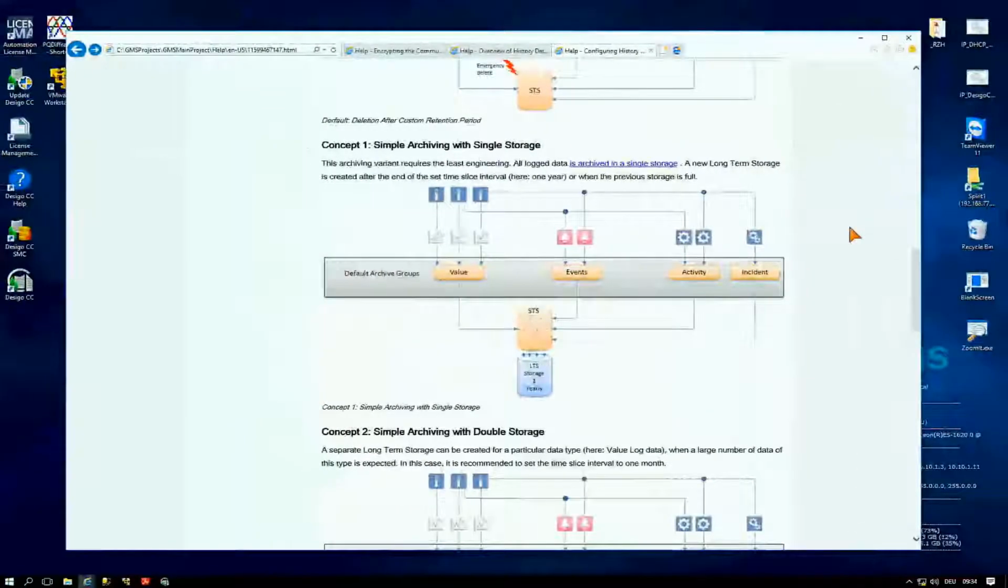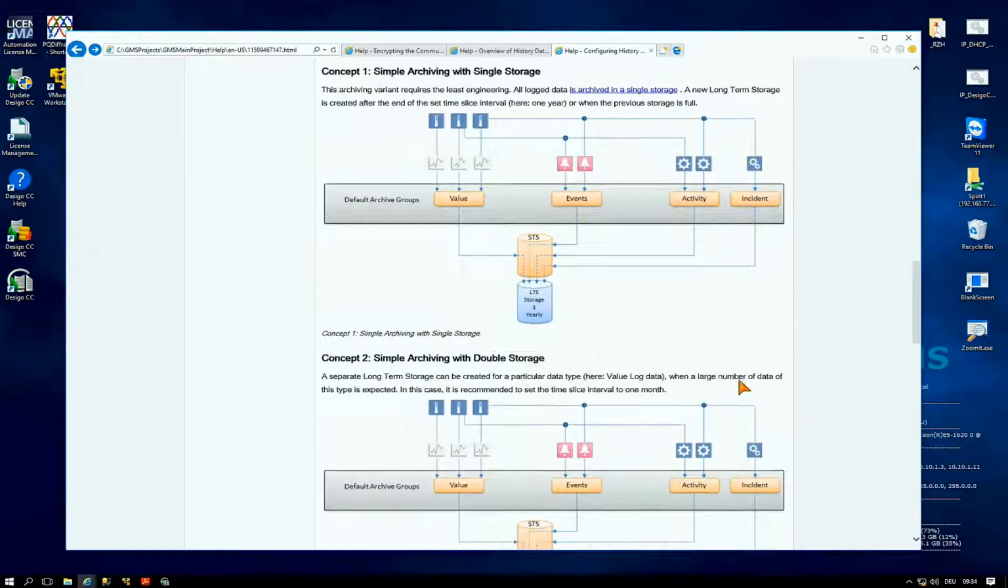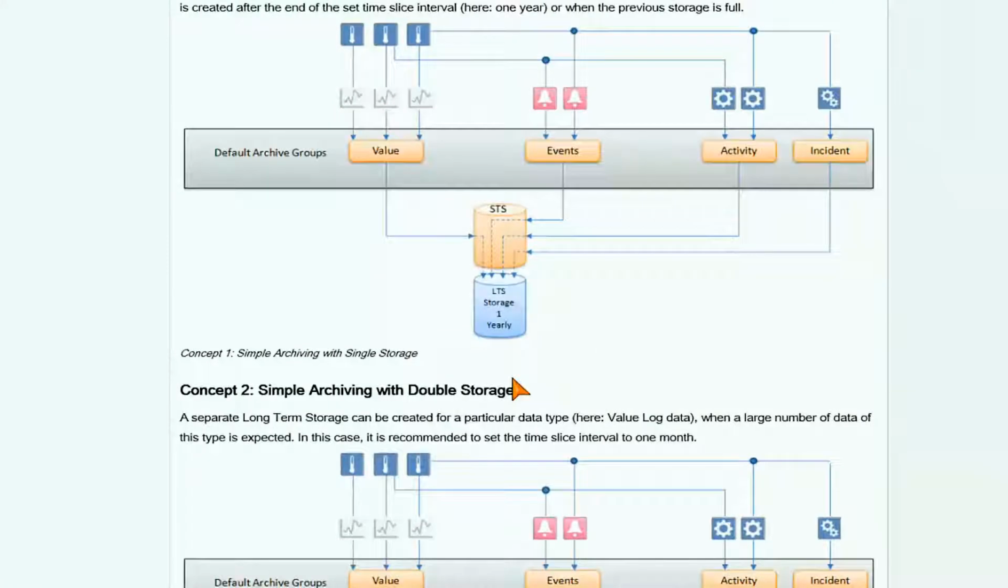Concept 1 here, on this screen, is simple archiving with single storage. I'm using one long-term storage, in this case with a yearly time definition. This means either I'm reaching the size of the storage first or the time period of 1 year, and then this storage is going to be closed and shifted over. I'm using just one storage.